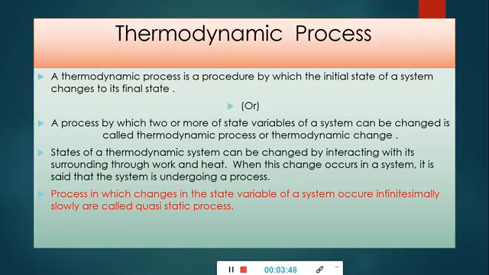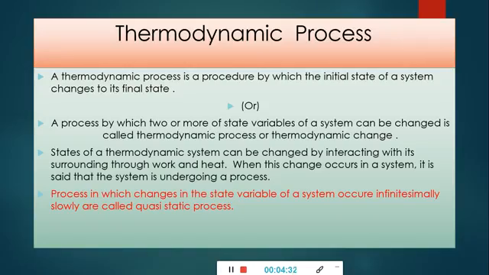So a thermodynamic process is nothing but what? It is just a procedure in which a system changes from its initial state to its final state, or in other words, a process by which two or more state variables of a system can be changed. That is called a thermodynamic process or thermodynamic change. Now, the state of a thermodynamic system can be changed by interacting with its surroundings through work and heat. When these changes occur in a system, it is said that the system is undergoing a process. And when such changes in the state variables of a system occur very, infinitesimally slowly, it is called a quasi-static process.